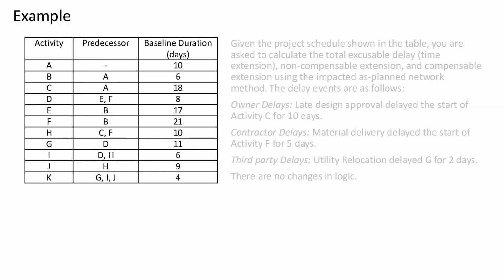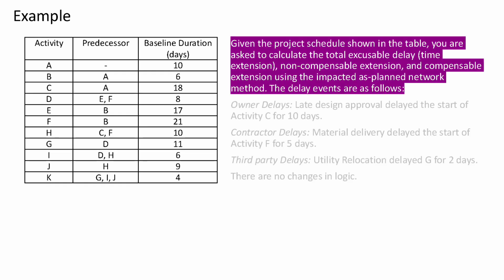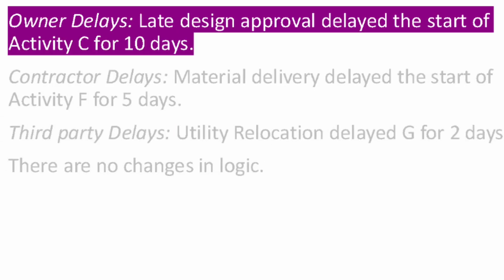Now, let's walk through this example using the impacted as planned, IAP method. We've got a simple project schedule and 3 delay events to consider. Our goal here is to figure out how much of the total delay is excusable, how much is non-compensable, and how much is compensable. So here's what happened. The owner caused a delay by being late in approving the design. That pushed back the start of Activity C by 10 days.